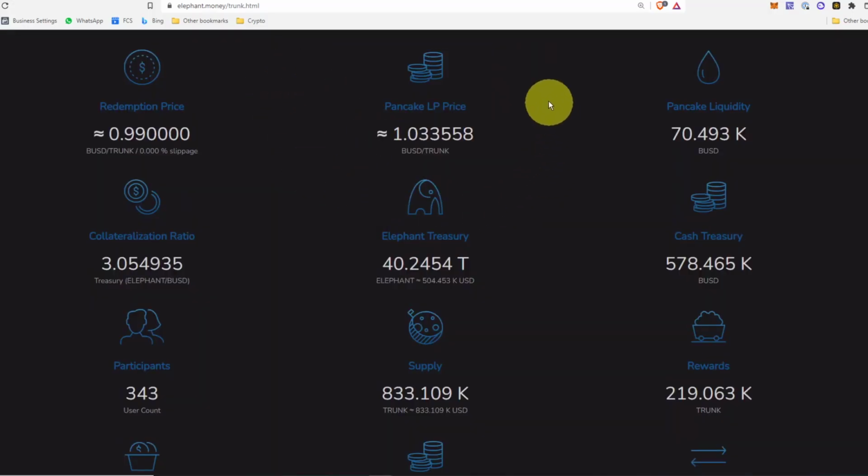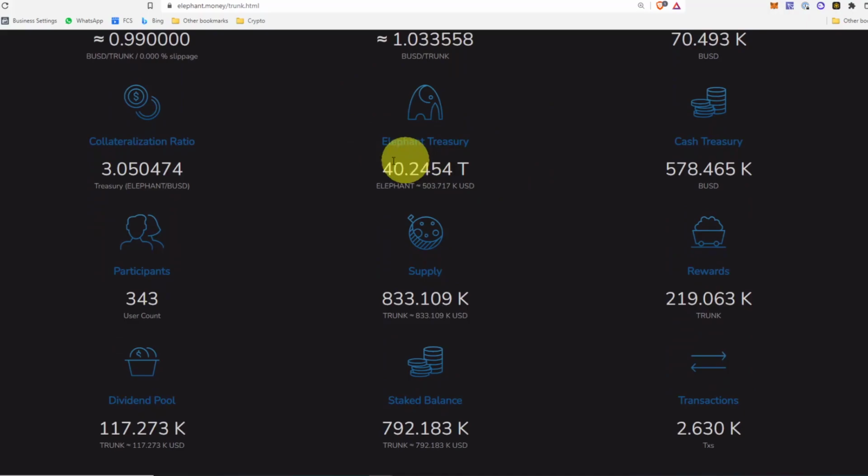Coming down here to look at the stats, the Pancake LP Price, you always want to check this out, because sometimes you'll be able to sell or buy trunk at a discount. If you ever saw this number below 1, that means you're actually minting trunk at a discount. So if you saw this all the way down to 90, as this ratio is always balancing itself out, but if this was 90 and you minted 100 trunk, you would actually just be getting your 100 trunk for 90 BUSD effectively. So always pay attention to that and choose to mint or redeem your trunk accordingly.